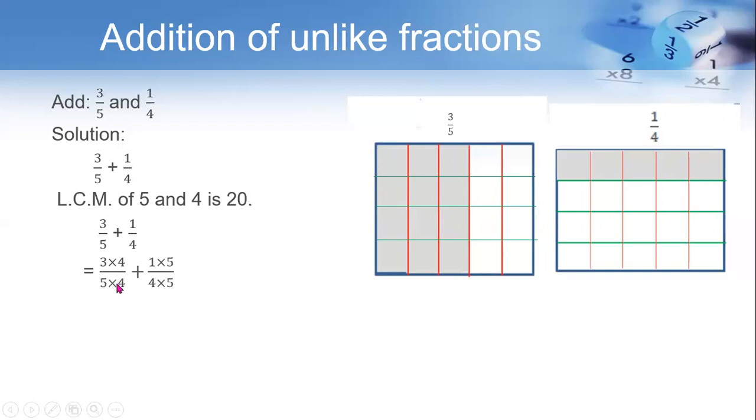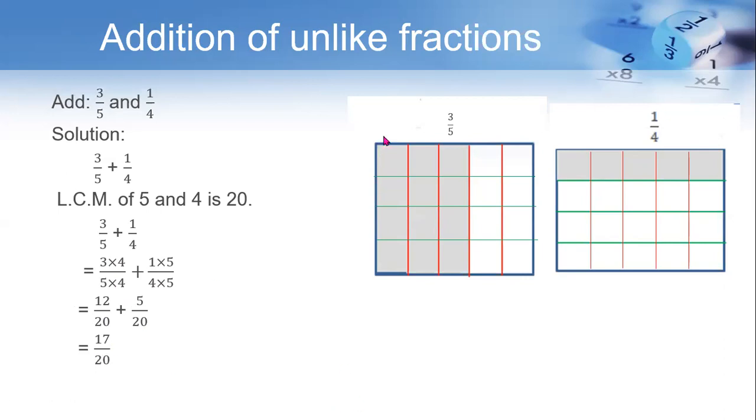Look, 5 times 4 will be 20. So if you multiply the denominator by 4, the numerator also should be multiplied by 4. Here 4 times 5 will be 20, so the numerator also should be multiplied by 5. Now the denominator is the same, so you can combine the numerators. 3 times 4 is 12, 5 times 4 is 20, 1 times 5 is 5, 4 times 5 is 20. So now what is the result? Just add them. 12 plus 5 is 17 by 20. In that way you can do.